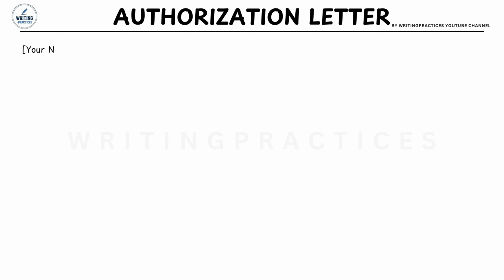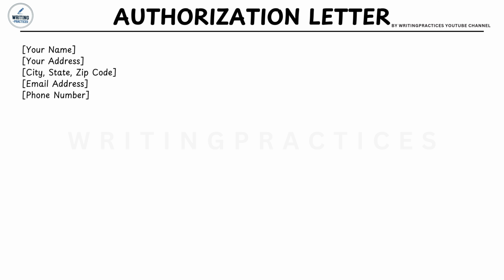First things first, at the top of the letter, you'll need to include your personal information. That means your name, address, email, and phone number. It's important to make it easy for the recipient to know who's giving the authorization. After your contact information, make sure to add the date right below. The date is crucial since it shows exactly when this authorization is valid from.